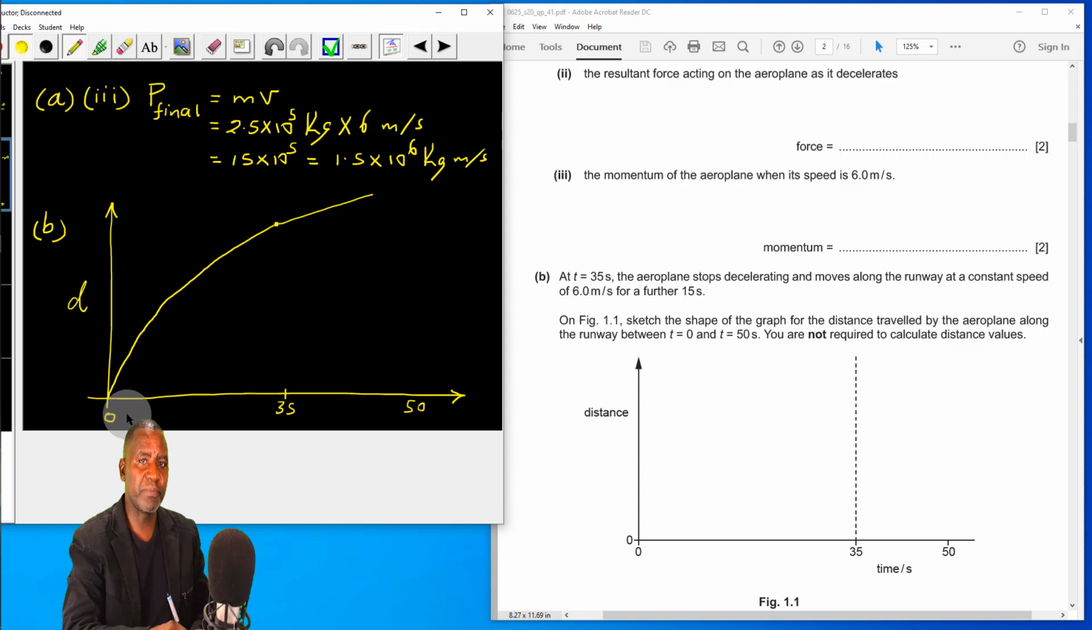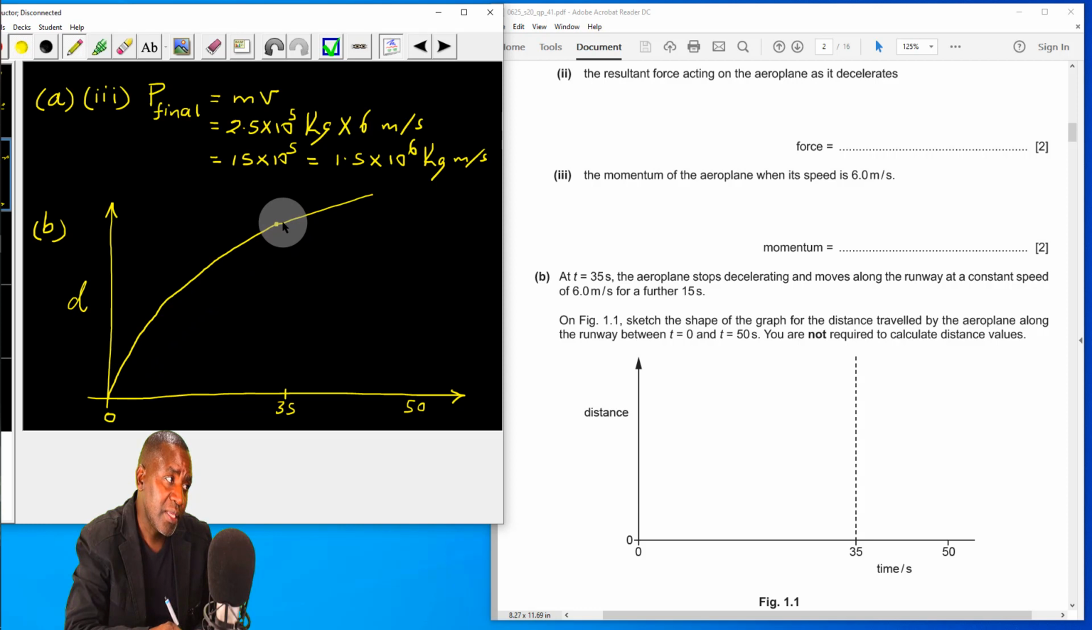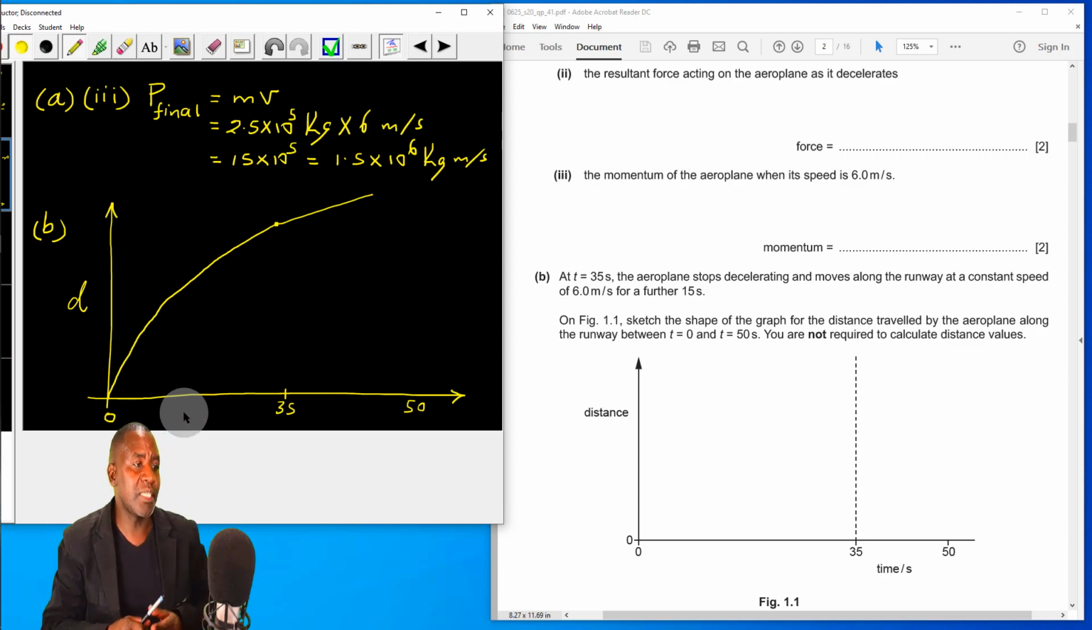that looks comfortable. Remember, the gradient of a distance time graph represents speed. So because here the speed is very high, the gradient must be higher. That is why it is very steep here. And over here, the gradient is less. And here it means that it maintains that constant speed. That's why here it is a straight line, while here it is curved like this. So that is how we will draw a distance time graph for the motion of the aircraft.